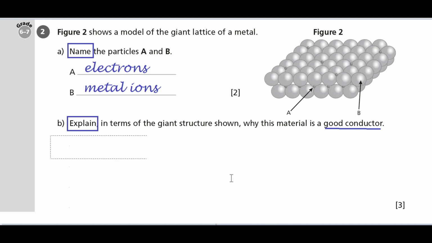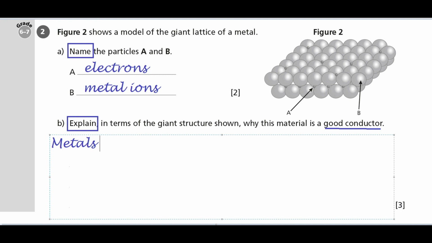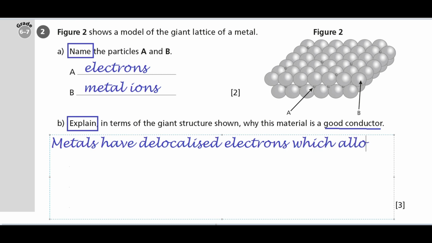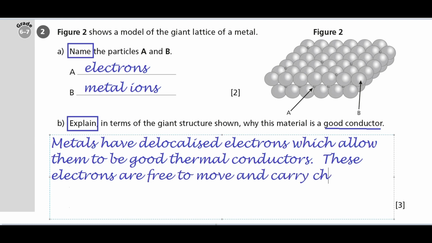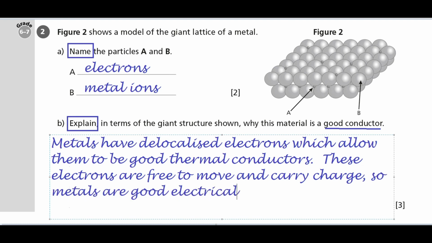So, metals have delocalized electrons which allow them to be good thermal conductors. These electrons are free to move and carry charge. So metals are good electrical conductors.